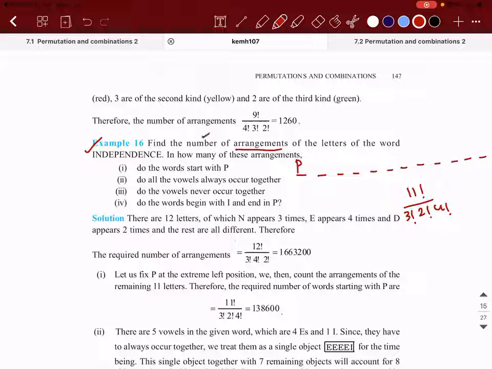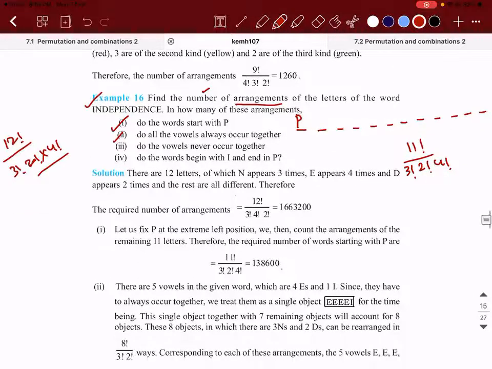So the first question is: find the number of arrangements of the letters of the word. That is 12 factorial divided by the same 3 factorial into 2 factorial into 4 factorial. I hope the first one is clear, right? Second one: do all the vowels occur together? So how to solve this? All the vowels occur together means, how many vowels are there? E and I, but E is repeating itself 4 times, and I is there 1 time.